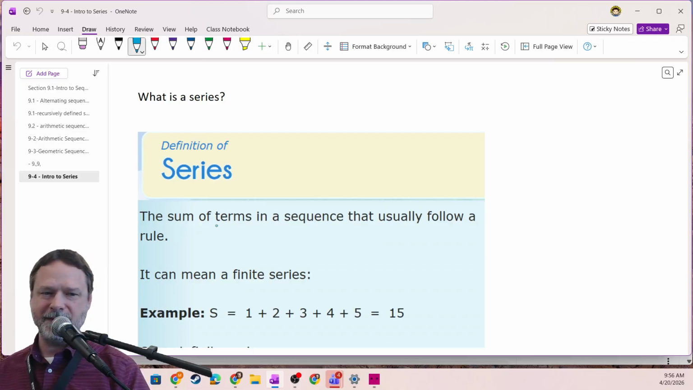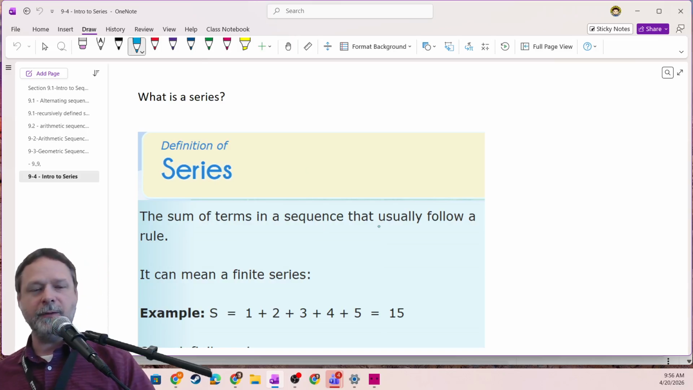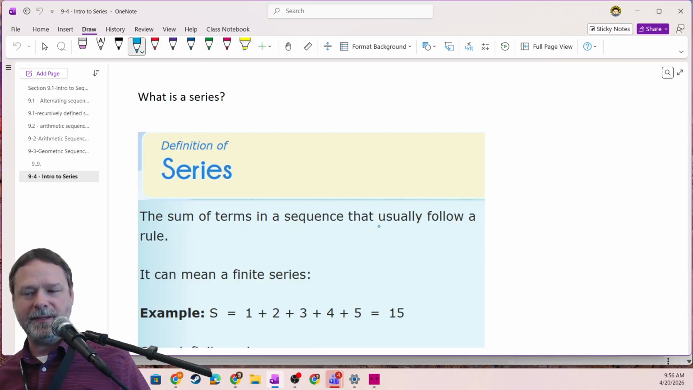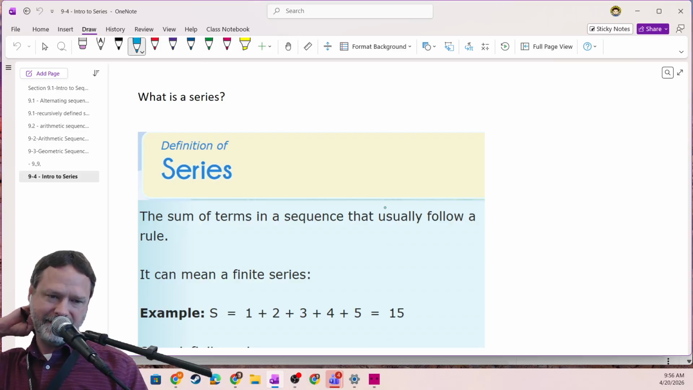This video is just a quick little explanation of what a series is, just some definitions. So what is a series? It is the sum of terms in a sequence that usually follow a rule. So you take a sequence, and instead of just listing them out or finding the fifth term or eighth term, you're going to add them up. We're going to add up all the terms, or maybe the first term to the eighth term, the first term to the 23rd term, or maybe the 15th term to the 80th term. But we're just going to be adding them up. That's a series, okay?